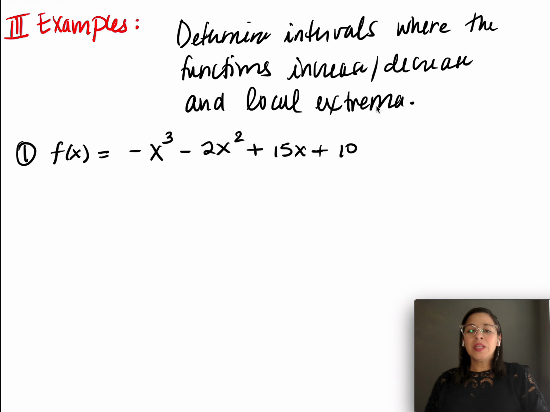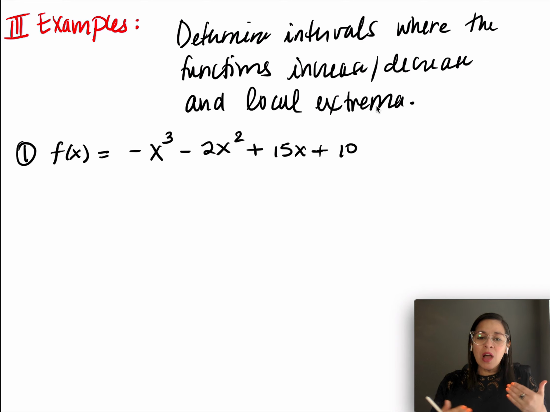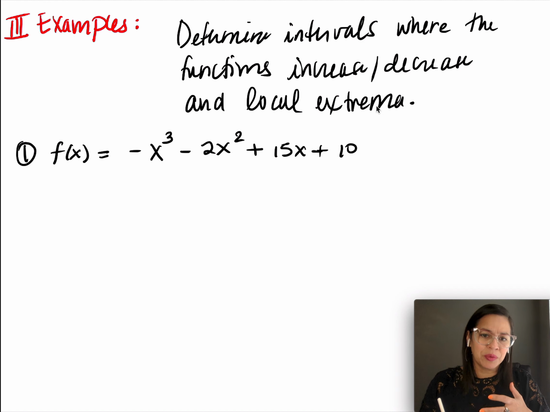Perfect. So let's do this example. We have to find intervals where the function increases and decreases, and then find local extrema. By that we mean find local max, local min. Now we know that whenever the first derivative is positive, the function increases. Whenever the first derivative is negative, the function decreases. So we're going to do this a little bit backwards. We're going to find the critical numbers.